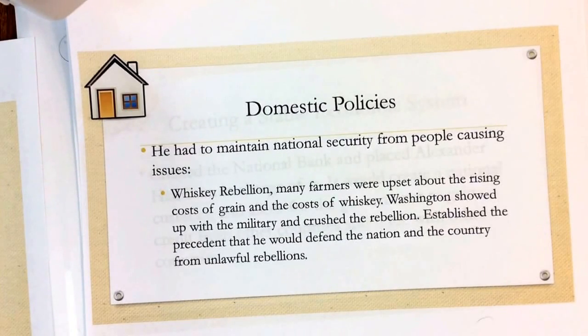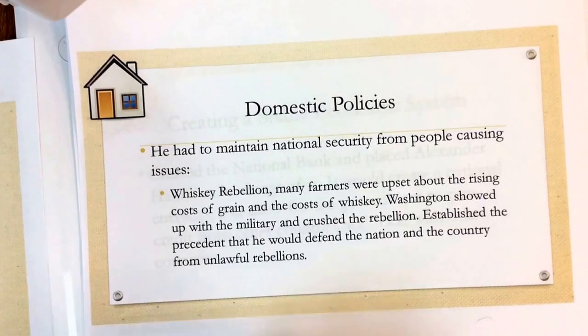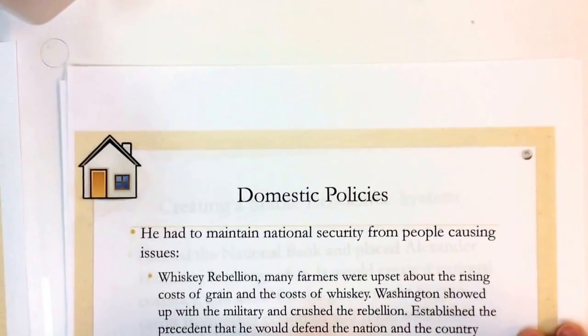However, Washington showed up with the military and crushed the rebellion. So basically, he showed up and he brought in the pain, and the people were not able to handle it. He showed up with the entire army to take out a couple thousand farmers. During Shays' Rebellion, this would not have happened, but this showed the new power of the Constitution and established the precedent that the president would defend the nation and the country from unlawful rebellions from then on out.